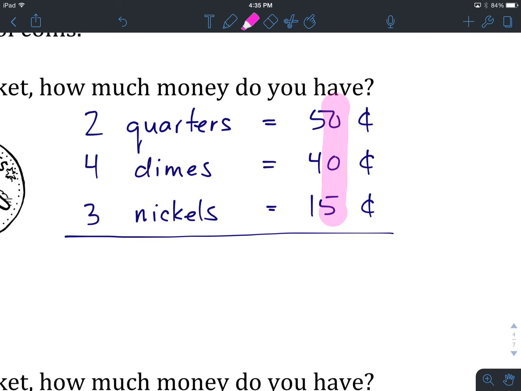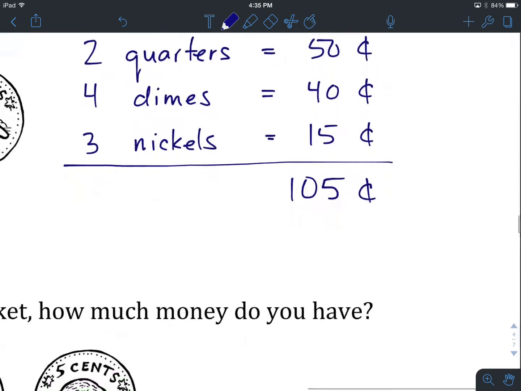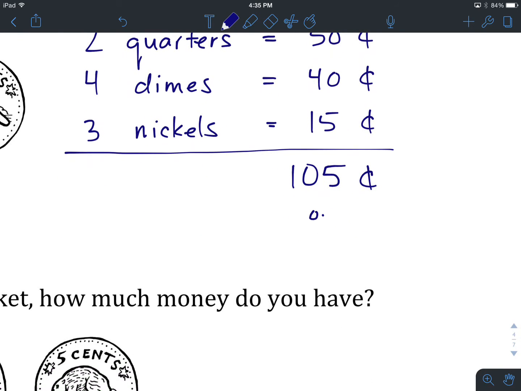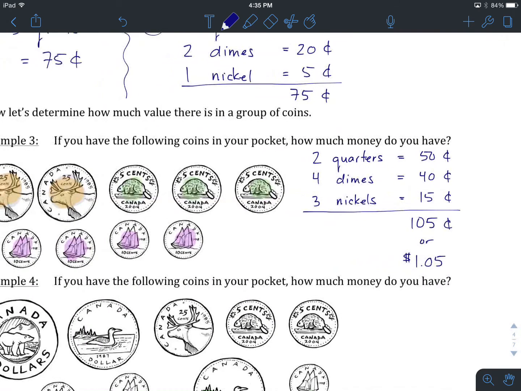So 0, 0, and 5. We're going to add those up. That's going to give us 0 plus 0 is 0 plus 5 gives us 5. Then we do the same thing to the next column. That's 5, 4, and 1. So 5 and 4 is 9 plus 1 is, whoops, that is a highlighter, is 10. So we have 105 cents, or $1.05 in our pocket.